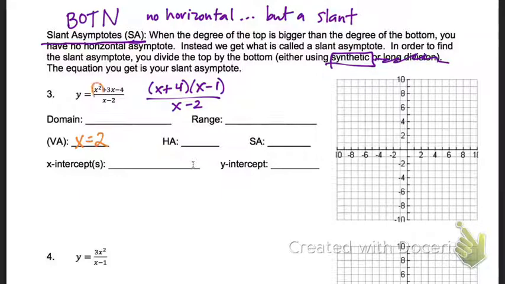Horizontal asymptote, I look at the degree. It's bigger on top, so I say none for horizontal. But I have a slant, so here is how you solve. You're going to use synthetic division.